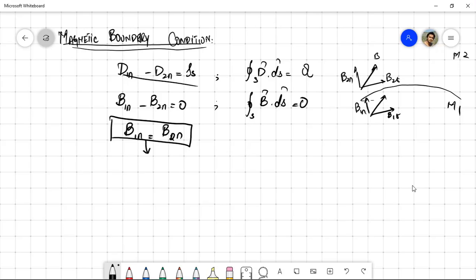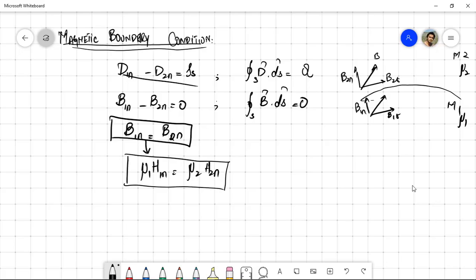Okay, if we want to convert it into the form of magnetic field intensity, we can say that this is mu 1 h1n and this is mu 2 h2n. As we know that these are two different mediums, the magnetic permeability of the material above the boundary will be mu 2, and the material beneath the boundary will be mu 1. So this is how we can mention this boundary condition in the form of magnetic field intensity.